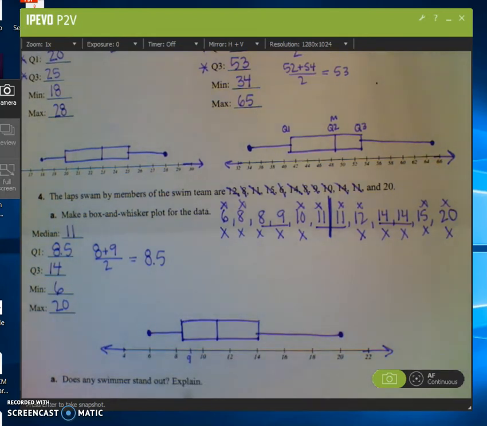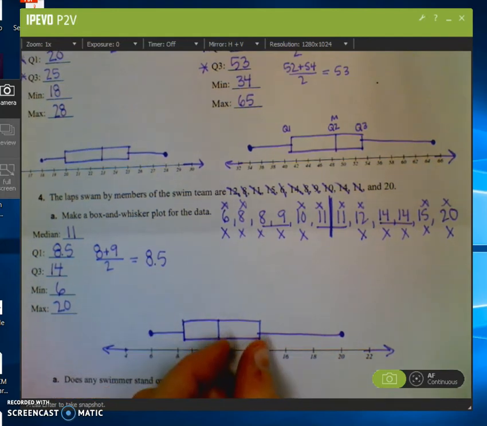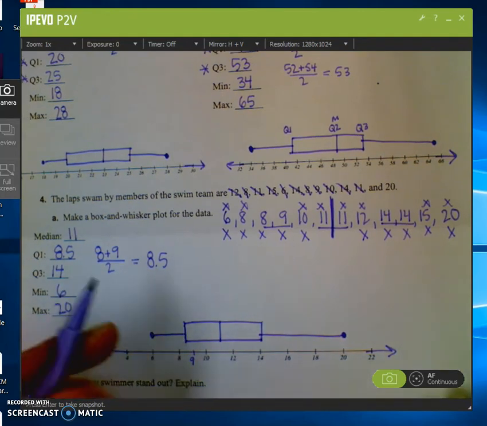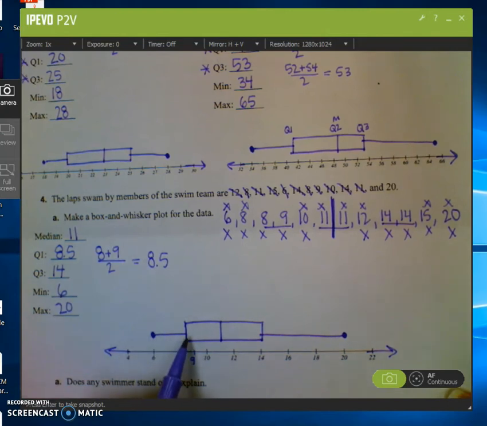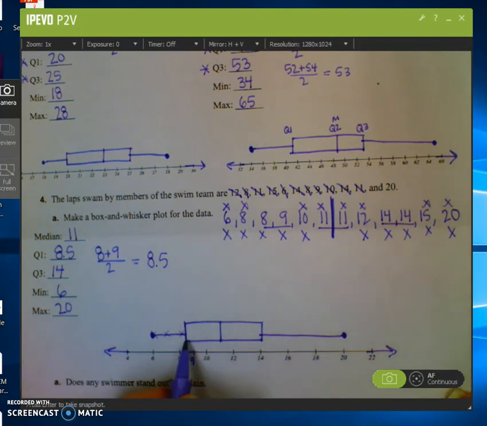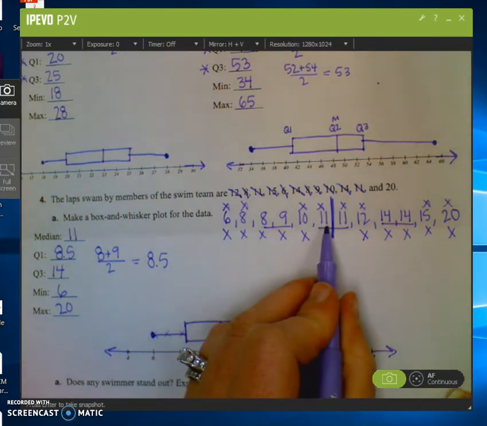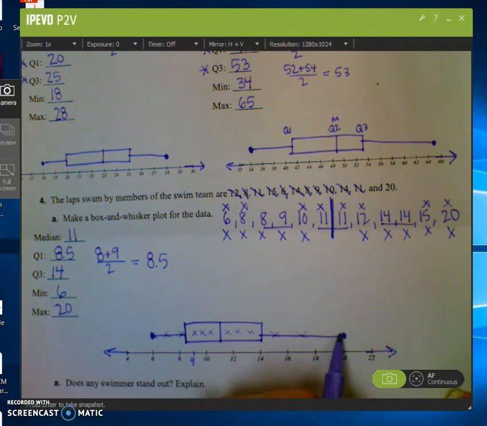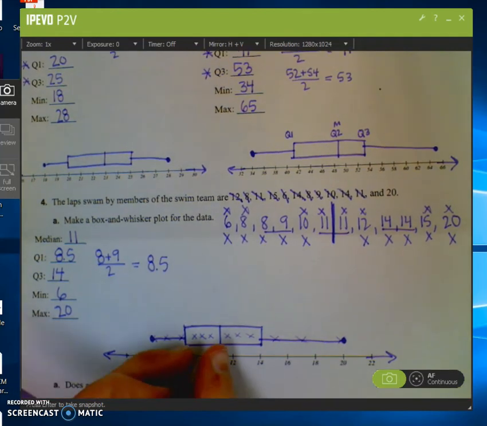Does any swimmer stand out? Explain. Well, in a box and whisker plot, we always know that this is 25%, this is 25%, this is 25%, and this is 25% of the data. So between 6 and 8.5, there were 3 swimmers here. And then between 8.5 and 11, there were 3 swimmers in that set of the data. And then you can see three swimmers here, and there are also 3 swimmers here. So 3, 3, 3, 3.